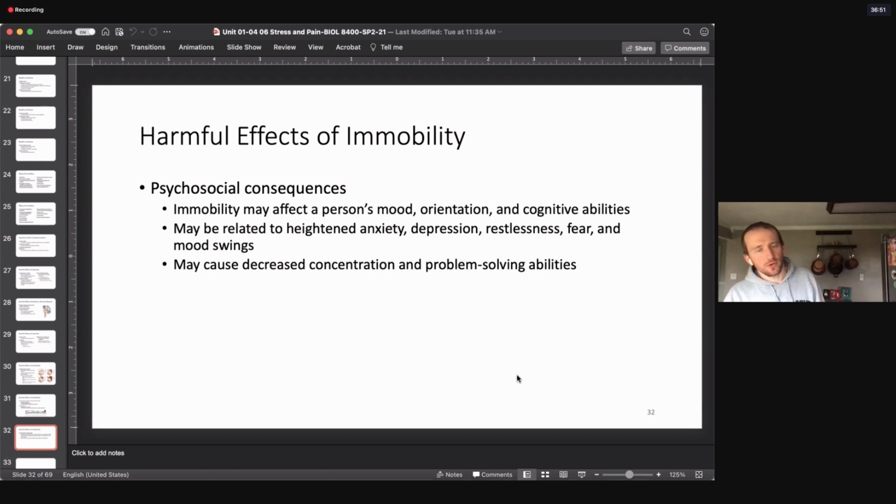Immobile patients also can have detriments to their psychosocial status. They're more likely to become depressed or highly anxious or experience fear or mood swings. Also with bed rest, there's a link between the visual stimulation of the eyes processing to the brain, where concentration and problem-solving abilities can go down.